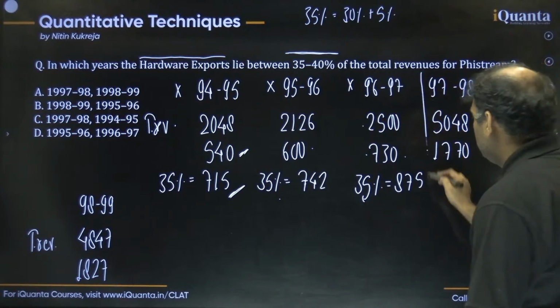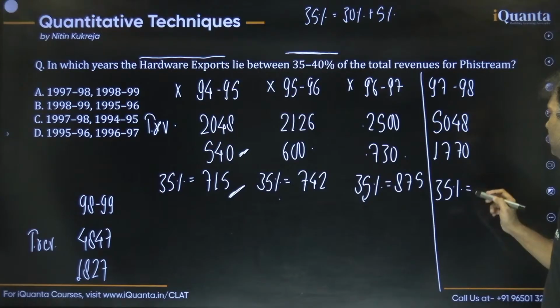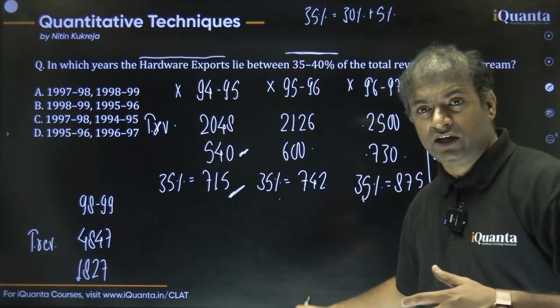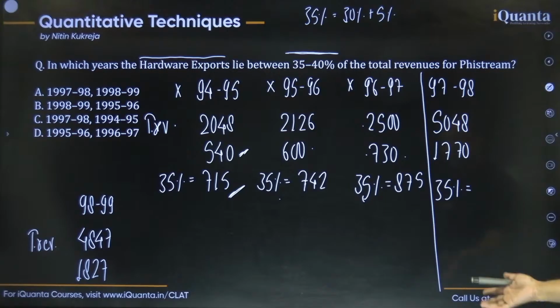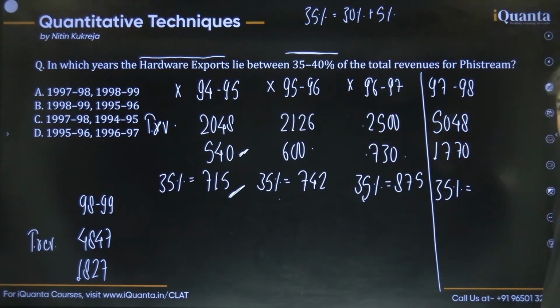All right, look at the second last year. The total sales is 5048. What is 35% of this? 30 plus 5. 30% we'll say, 504 is 10%, times 3 is 1514, and 5% is 252, right?